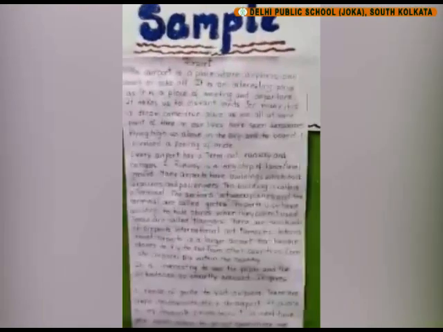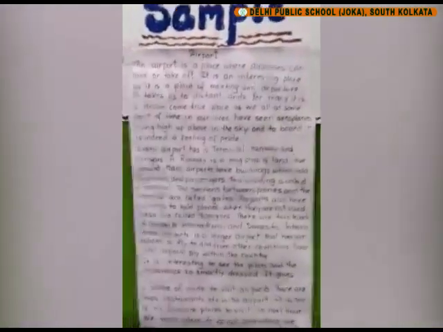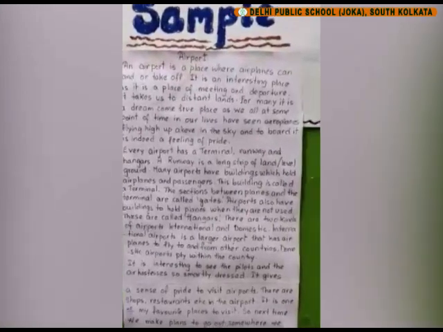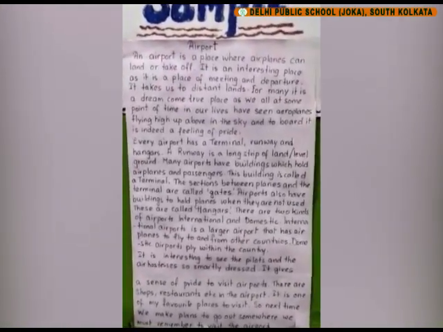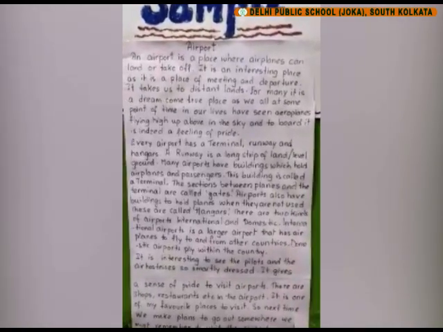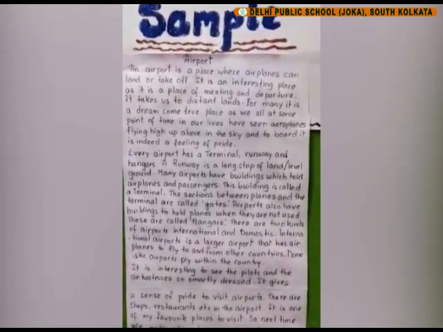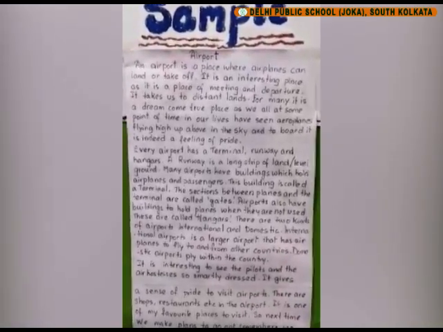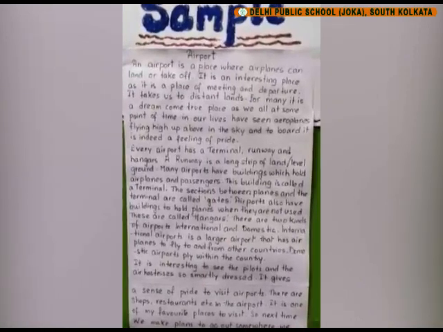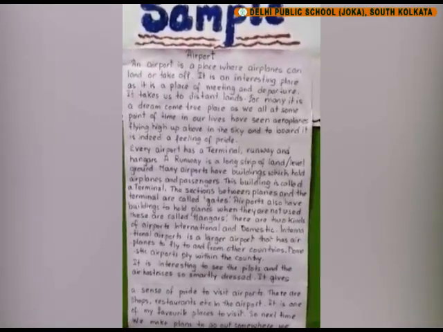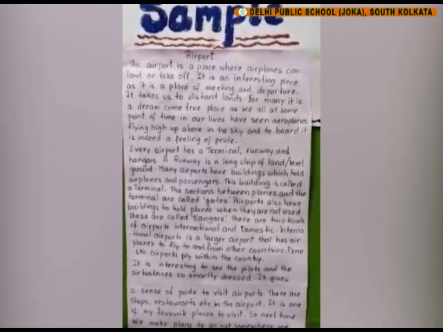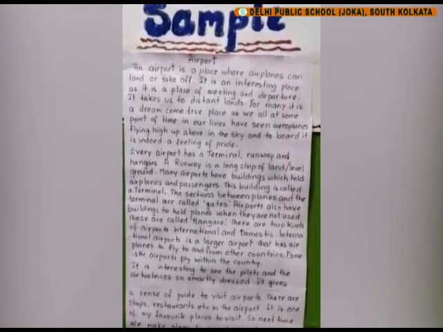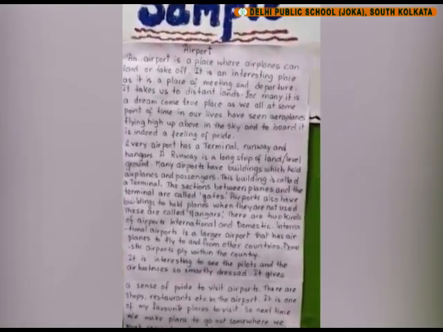Now, for your better understanding, I've written a very simple essay on airport. I've described an airport in a very simple language. This is just a sample for you to understand how to write a descriptive writing. Airport. An airport is a place where airplanes can land or take off. It is an interesting place as it is a place of meeting and departure. It takes us to distant lands. For many, it is a dream come true place, as we all at some point of time in our lives have seen airplanes flying high up above in the sky. And to board it is indeed a feeling of pride.